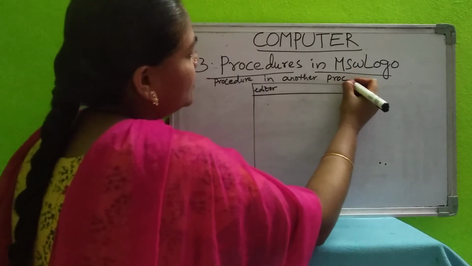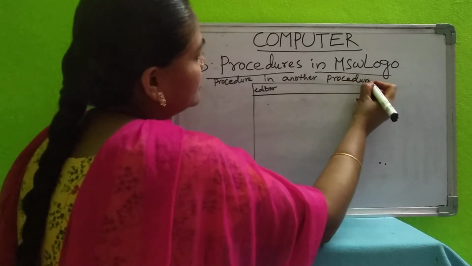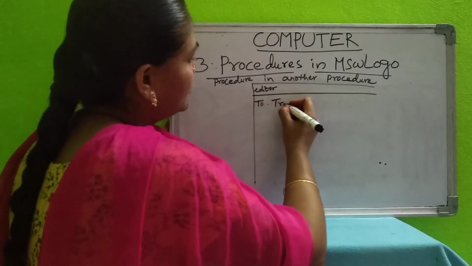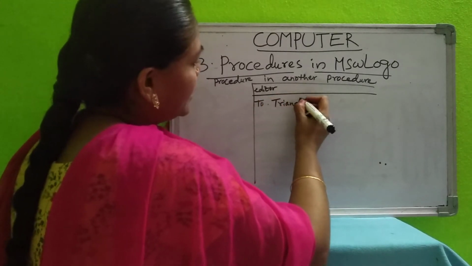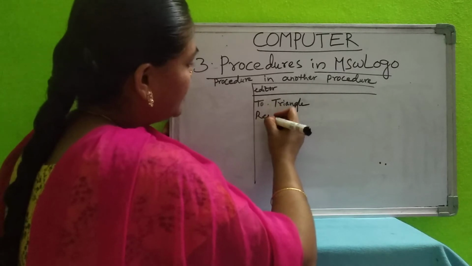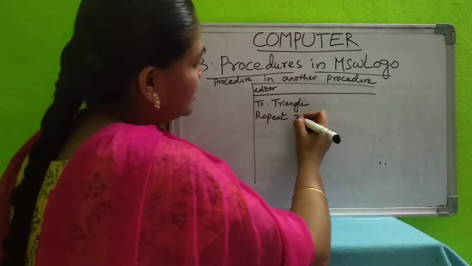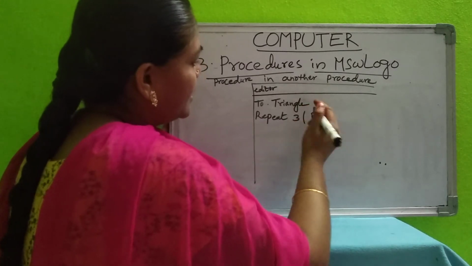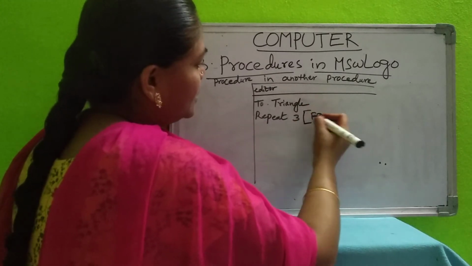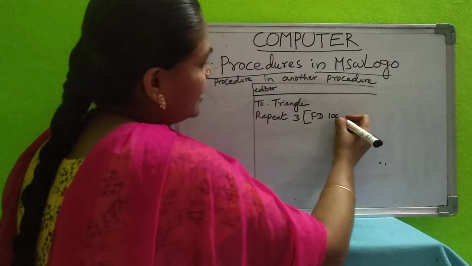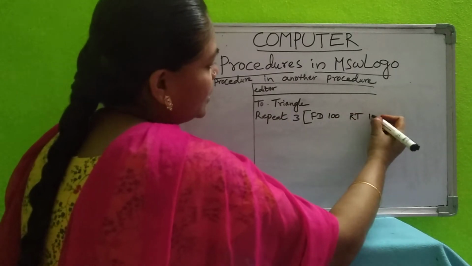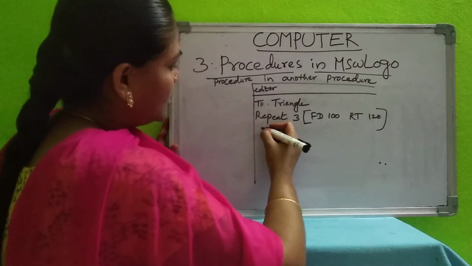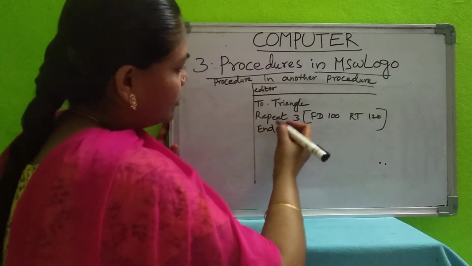So in hexagon we are drawing triangles. For that, first we have to write the procedure for triangle. How many sides for a triangle? 3 sides. And here you have to mention the FD, RT command. So FD 100, RT 120 or 60 you can give. Like this. After that we have to end it.